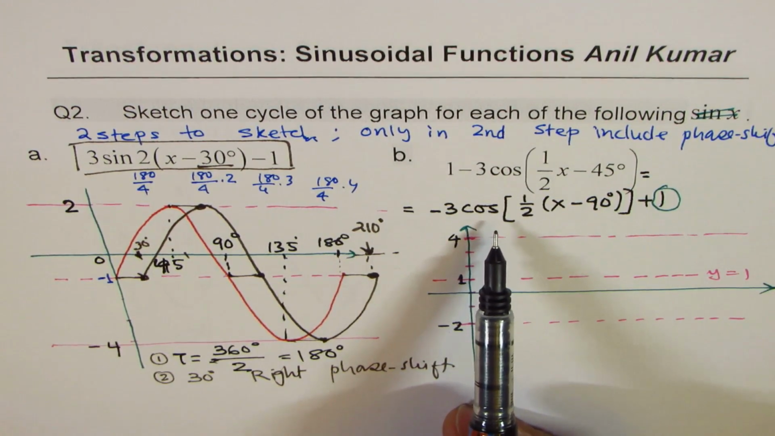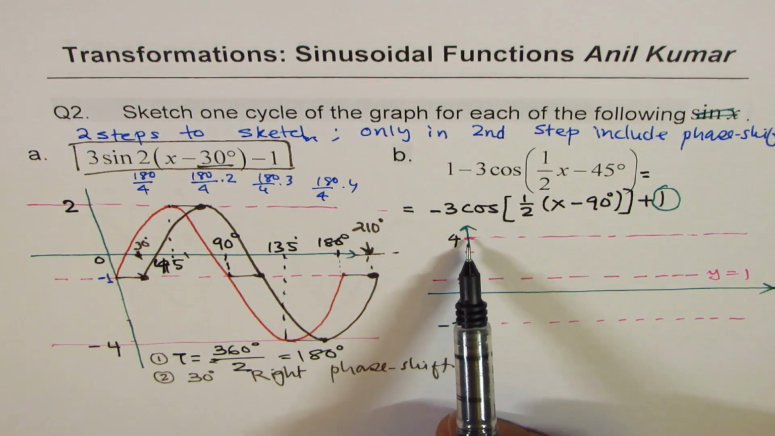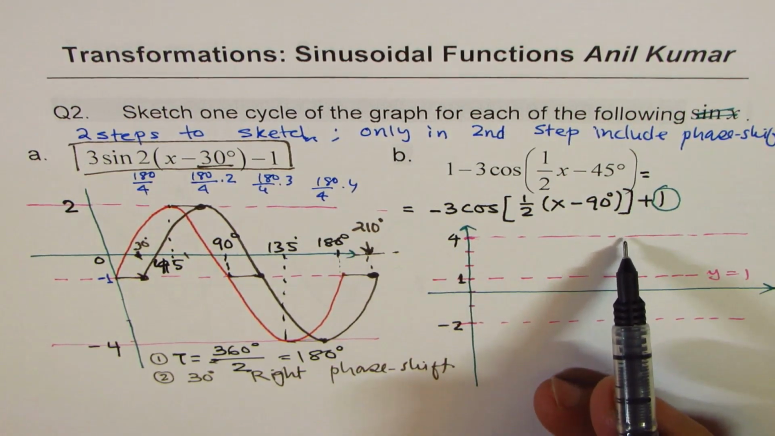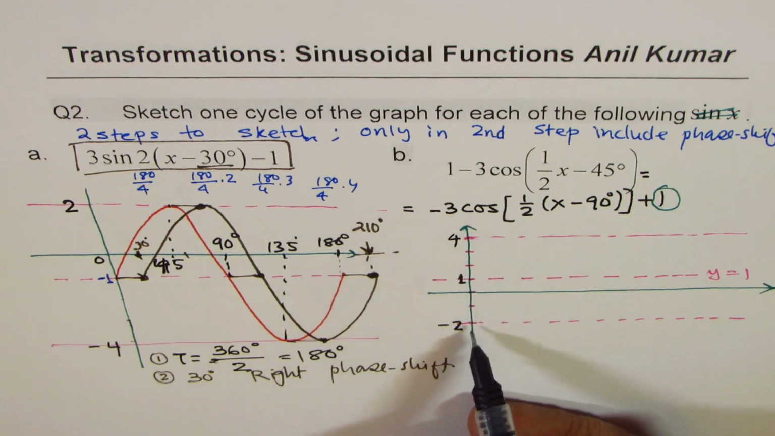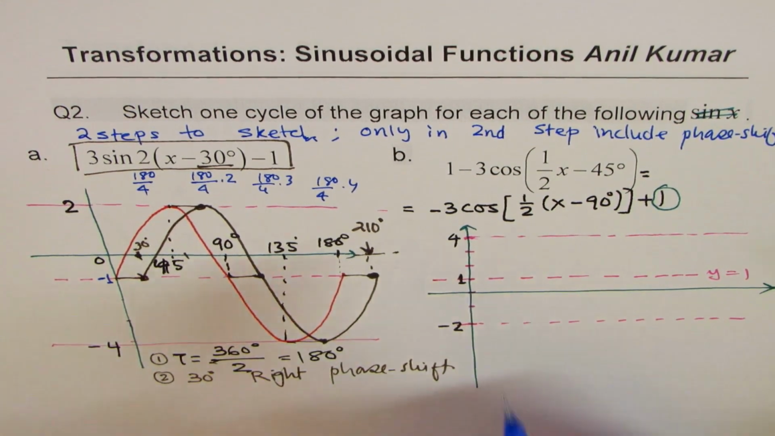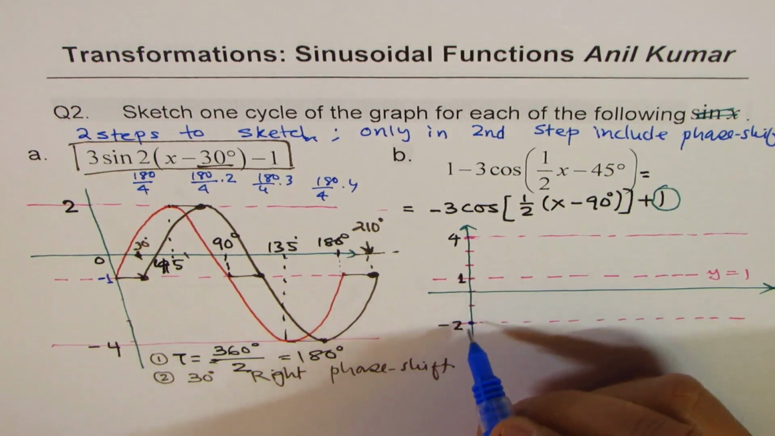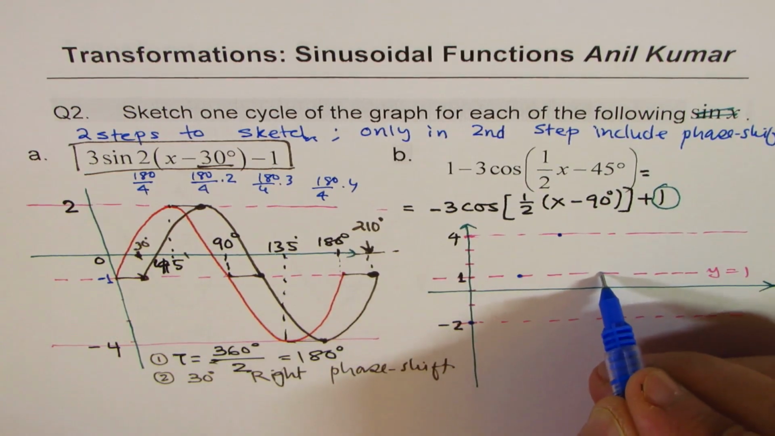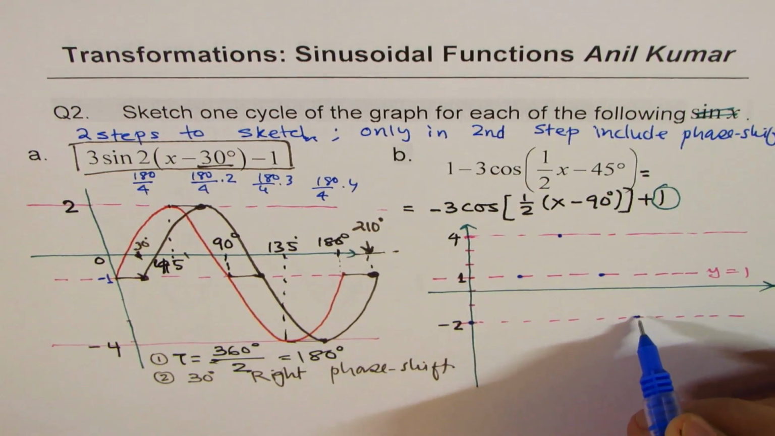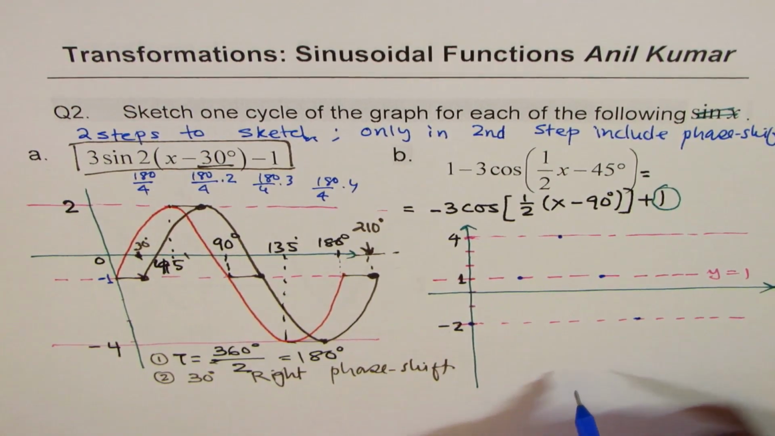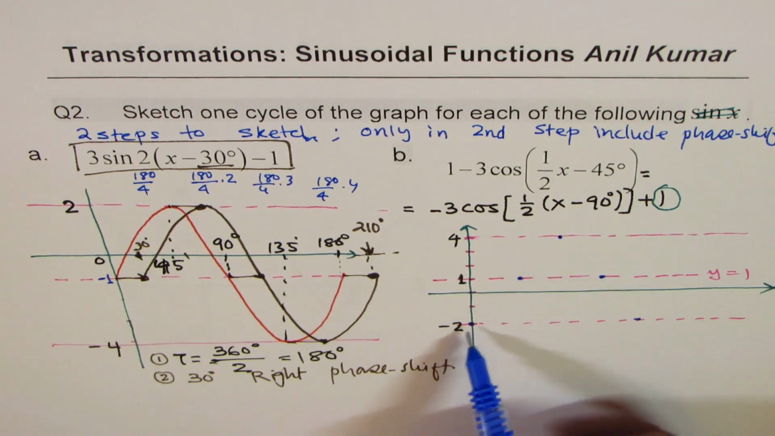Now cosine function starts with maximum. Since it is negative, we'll start with minimum, right? So normally it will go like this. But since it is negative, we'll not go like this, but we'll reflect it. We'll go like this. Do you see that? So basically, we have 4 points to connect. So it'll go from minimum to center, then top, then here, and then to minimum. Do you see that? So that is how your function will move. Correct? I hope that is absolutely clear.